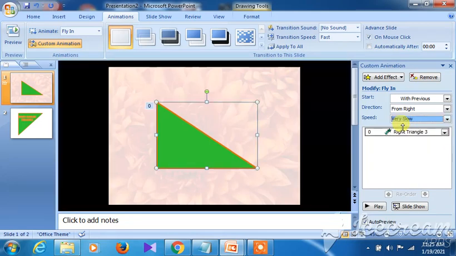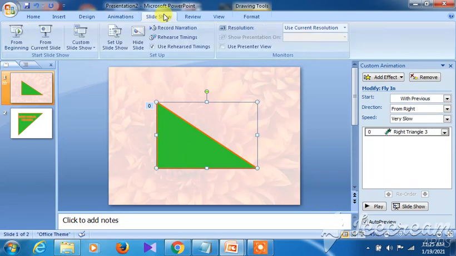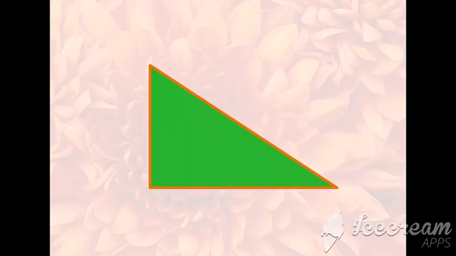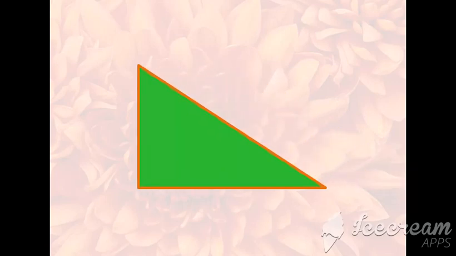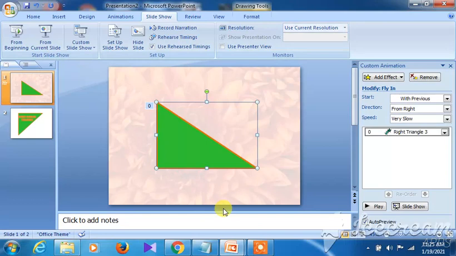Now when you do the slideshow, how can you do it? By pressing the F5 key or just clicking on slideshow, from beginning, and then the slideshow will begin. All right, this is coming from the right hand side and going towards left. So the slideshow has been done. Then this is the right angle triangle, the next slide, and I'm just proceeding. Whenever you are ending the slideshow, you just press Escape to come back to the slide mode.